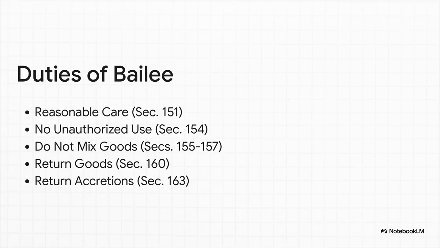Let us pause here and deeply dissect Section 151. What exactly does the KSLU evaluator expect when you discuss the care of a prudent man? It means the bailee is bound to take as much care of the goods bailed to him as a man of ordinary prudence would, under similar circumstances, take of his own goods of the same bulk, quality, and value. Write that exact phrasing down.